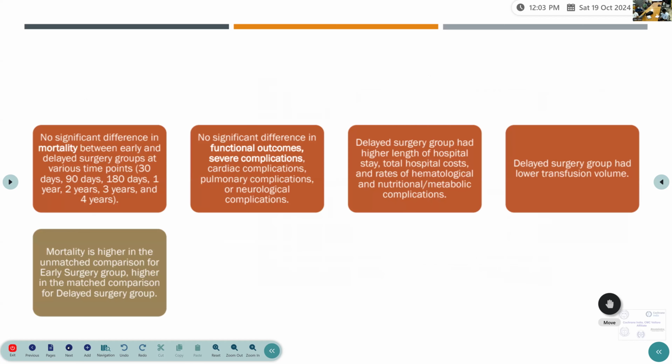So if we look at just a summary of the results, there was no significant difference between mortality. However, mortality was higher in the unmatched comparison for the early surgery group and higher in the matched comparison for the delayed surgery group, with a confidence interval that crosses 1 but lies more on the side of harm for the delayed surgery group. There was no significant difference in functional outcomes, severe complications. There was some increase in hematological and nutrition complications in the delayed surgery group, but the delayed surgery group also required a lower transfusion volume.